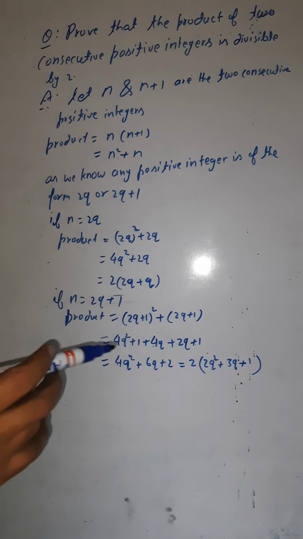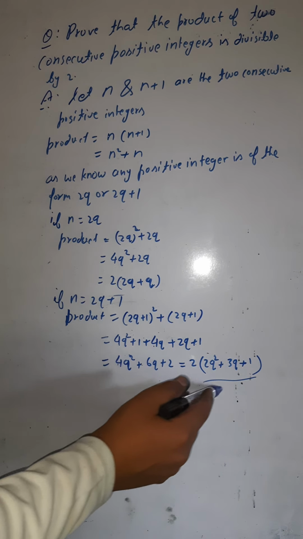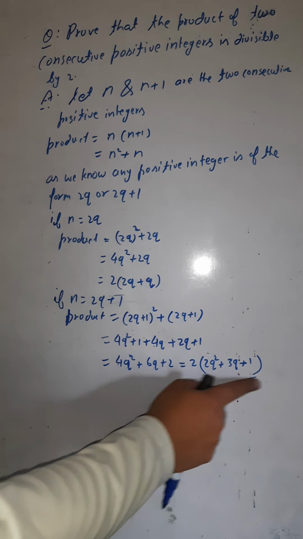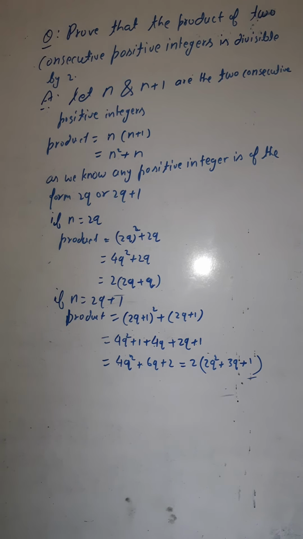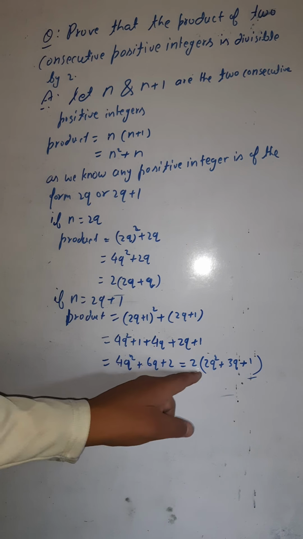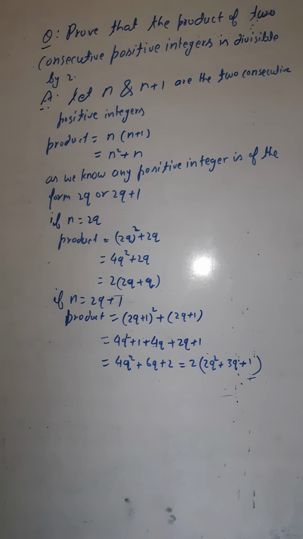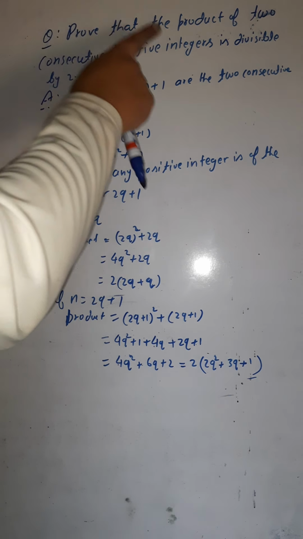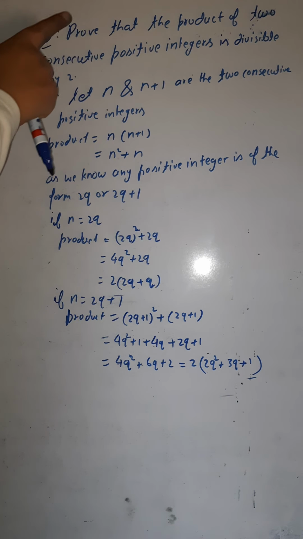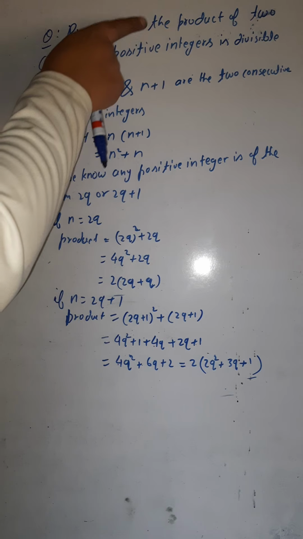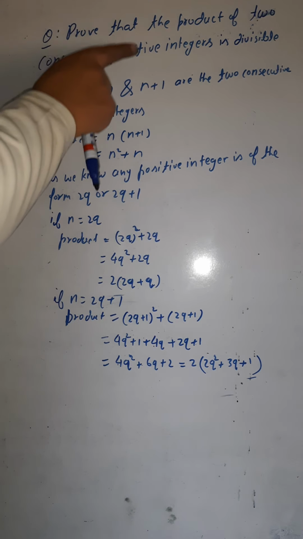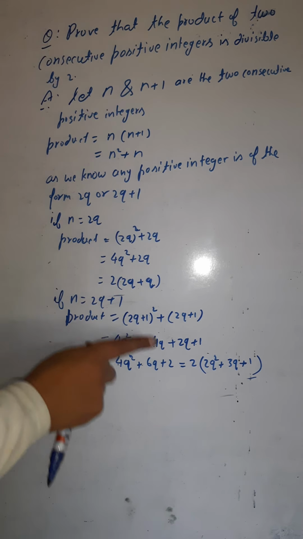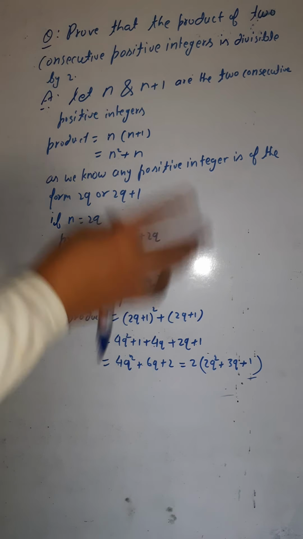Just look now, again it is divisible by 2, because if you are dividing it by 2, 2 and 2 would cancel each other. Okay, so hence if n is 2q plus 1, then again the product is divisible by 2 here. Are you getting this? So hence we have proved that the product of two consecutive positive integers is always divisible by 2. In first case also, in second case also.